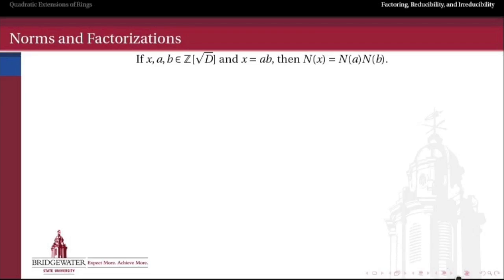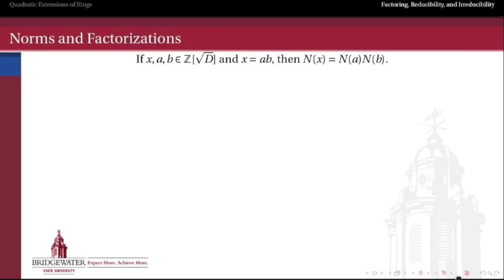So the goal of this video is to explore that question by looking both at the Gaussian integers and also at a couple other quadratic extension fields, and see how the norm gives us information about factorability. And the most important definition in this video is what it means for an element in a ring to be irreducible. So first of all, let's think about norms and factorizations for a moment.